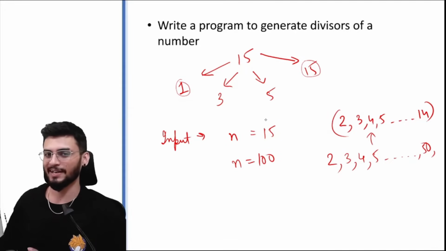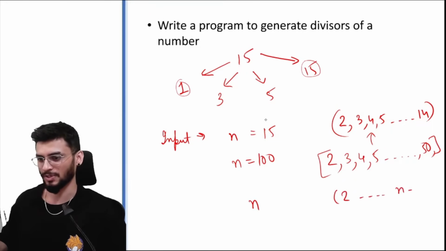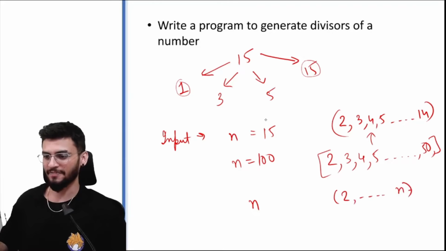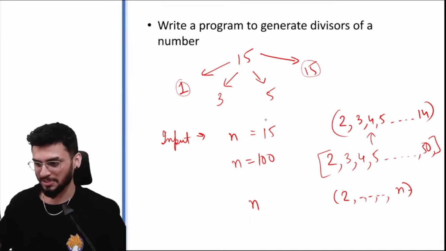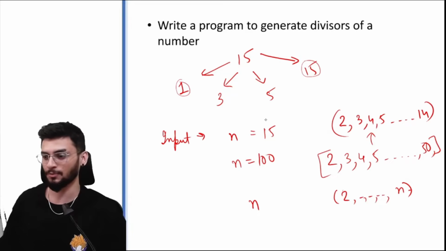So what we can find out is we need to create a range from 2 till n minus 1, or basically n. So if any number is given, you have to find out if each of these numbers within this list can divide the number or not. I hope the logic is clear now.